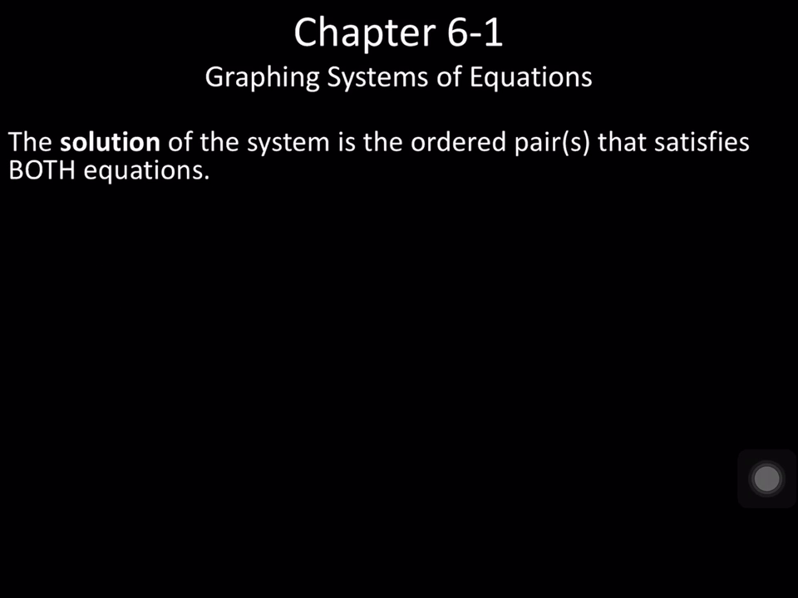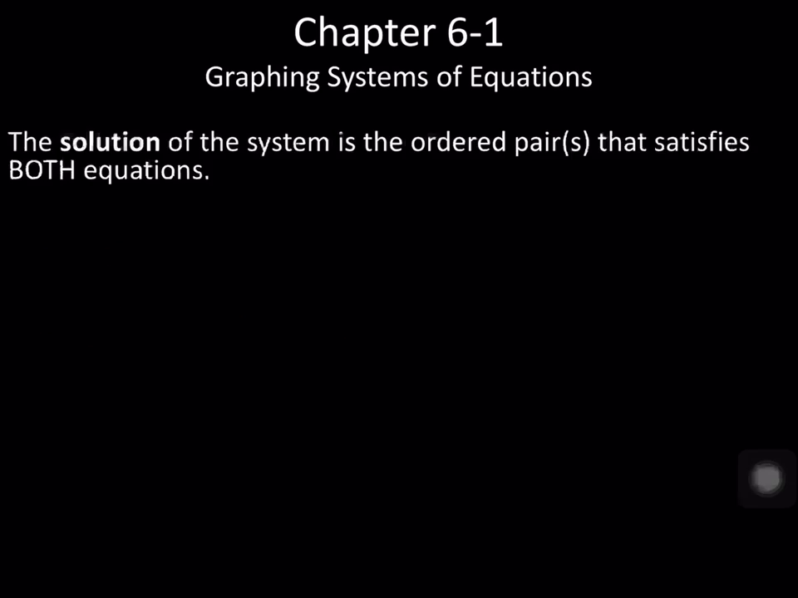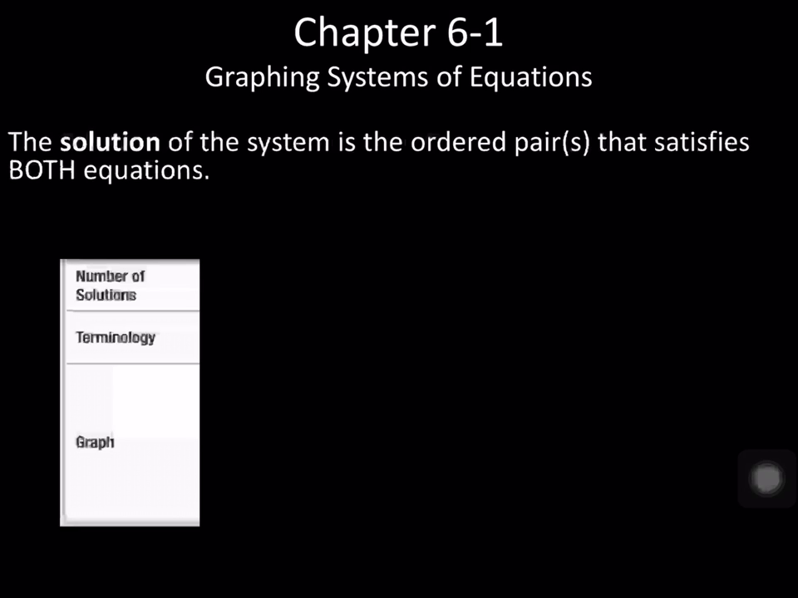That intersection is the solution. The solution of the system is the ordered pair or pairs. It could be more than one, but the solution is the ordered pair that satisfies both equations. In other words, it's where those two lines intersect. Where do those two lines come together? That point, whatever x is and y is, is true for both of these equations, and so therefore it is the solution to that system.